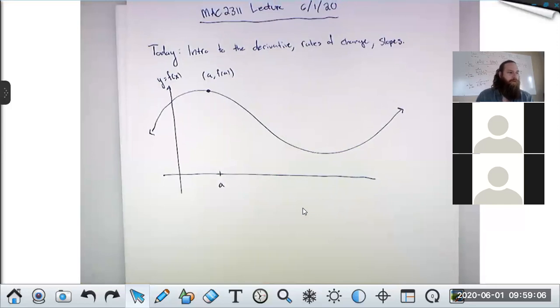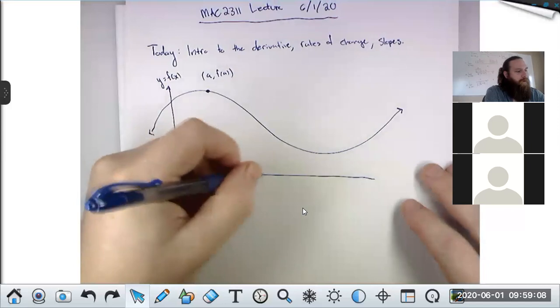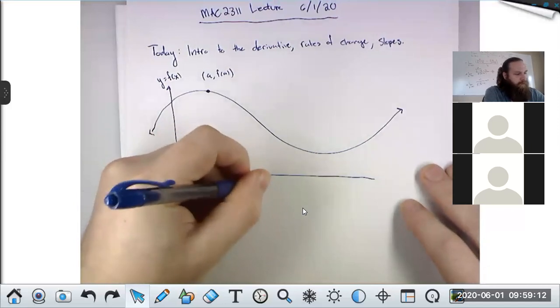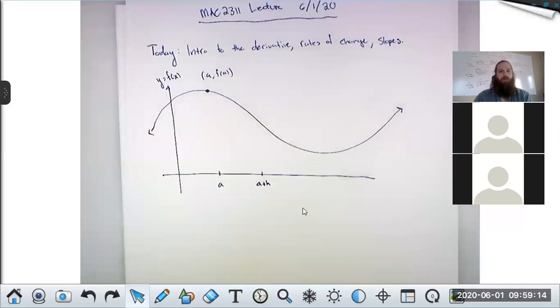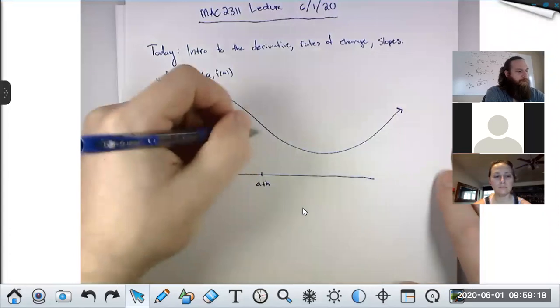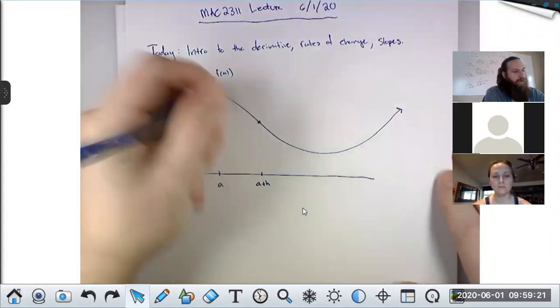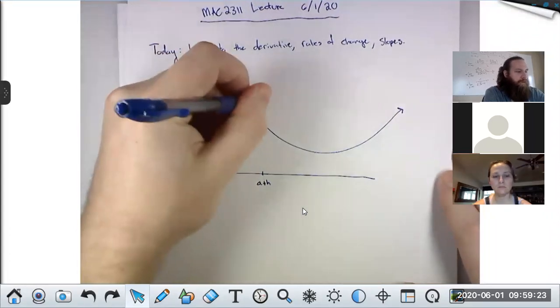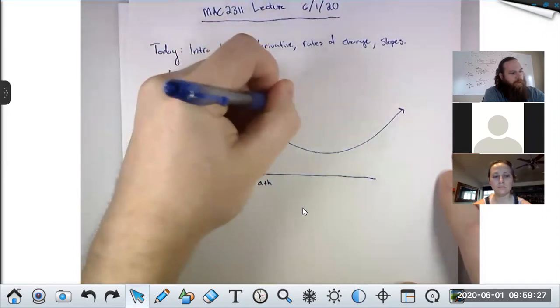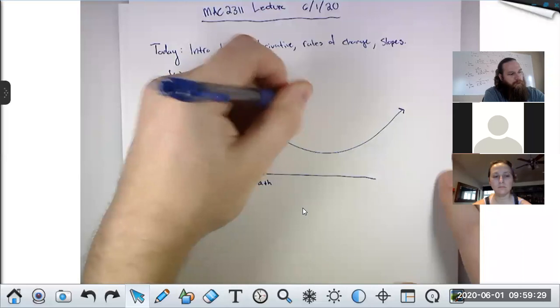If I look a little bit to the right, say I walk h units to the right over here to a plus h, then I can locate the point on the graph of the function f above that. This will be a plus h, comma, f of a plus h.